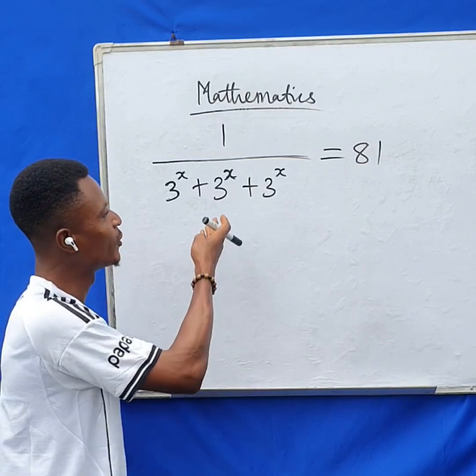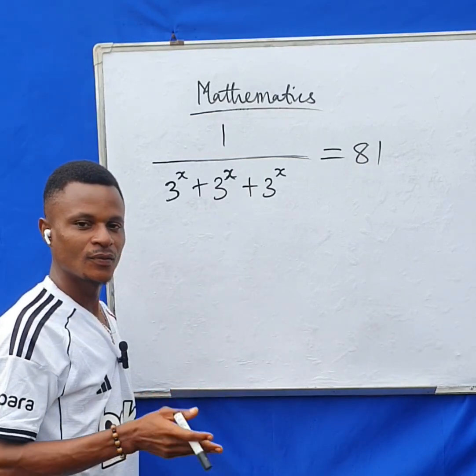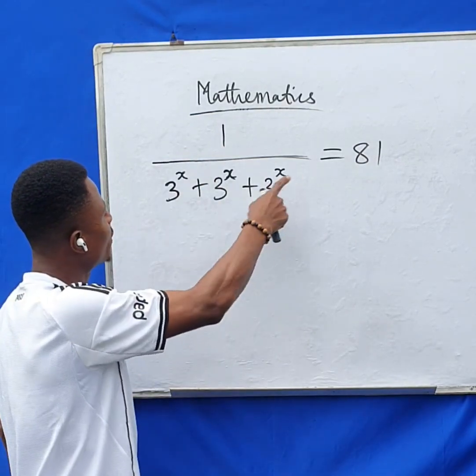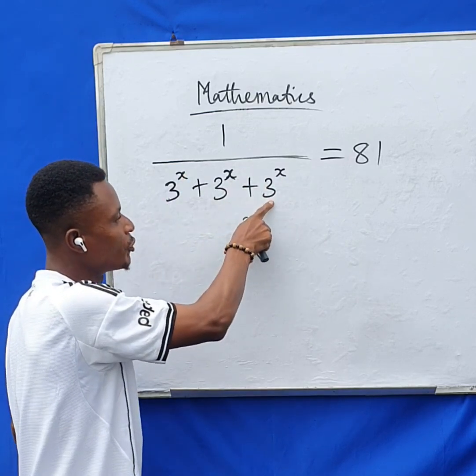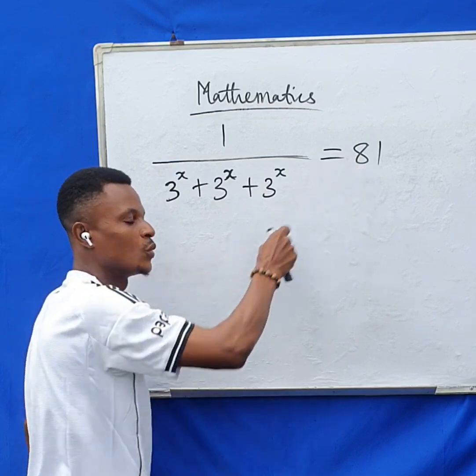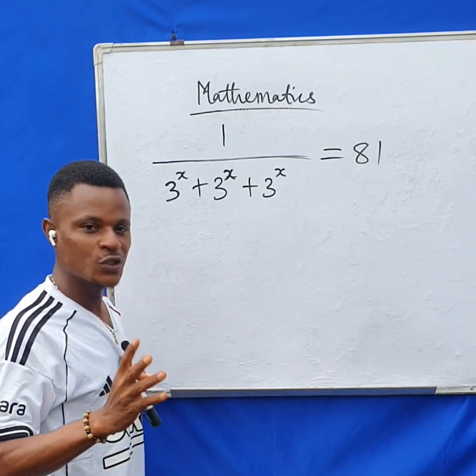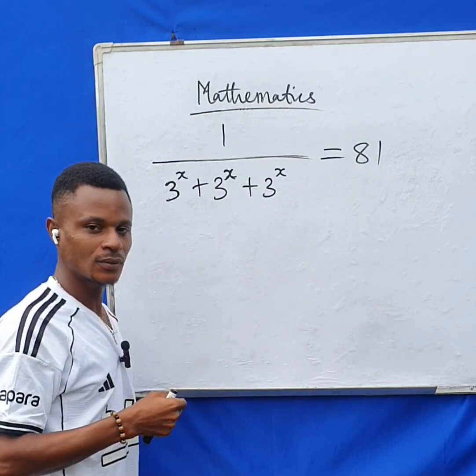Let me show you how to solve this kind of math question on the board. We are given 1 over 3 raised to the power of x plus 3 raised to the power of x plus another 3 raised to the power of x equal to 81. And we are expected to find the value of x.